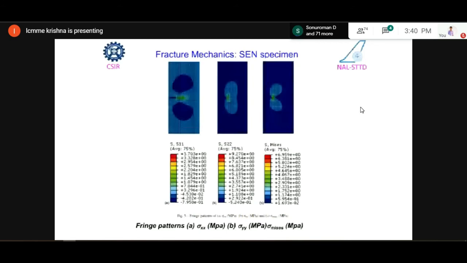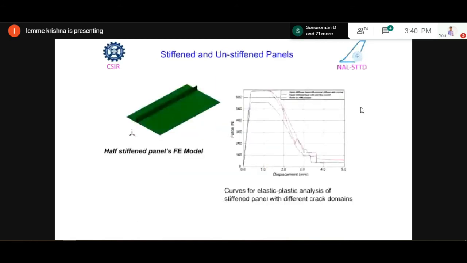So with this model, when we come to the actual model of a stiffened panel, with stiffened and unstiffened panels, we can see clearly the half stiffened panel FE model. When modeled, in the curves shown here we see that initially it's 500, then jumps to the 600 range. That is because of the stiffening of the panel. So it clearly shows a 20% increase in strength compared to the unstiffened panels.